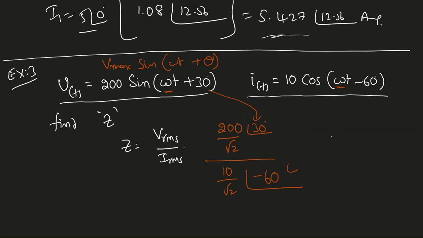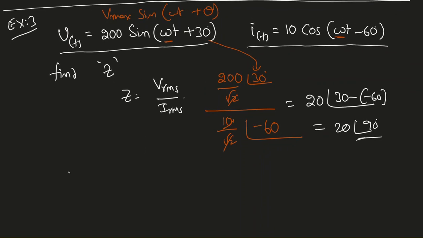Now, square root 2 gets cancelled out, and 200 divided by 10 is going to be 20 at an angle of 30 minus 60, which is going to be 90. So 20 at an angle of 90 degrees. We know that 20 at an angle of 90 is nothing but J20. So you can say 0 plus J20 ohm. That is the total impedance.